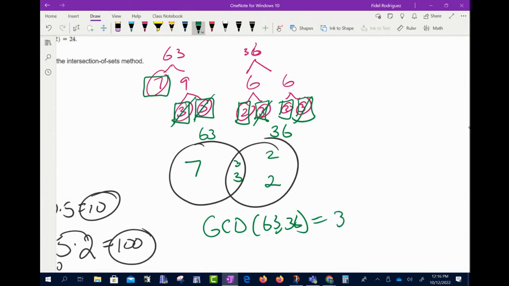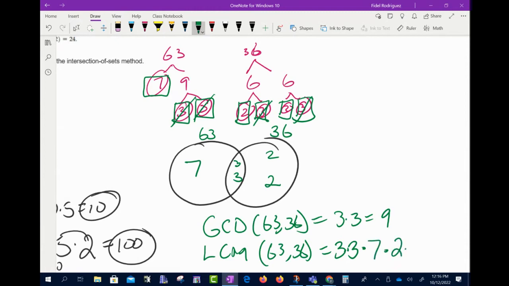in common, which is 3 and 3. That's going to give me 9, right? Now, if I want to find my least common multiple, we'll do the same thing. Between 63 and 36, we're going to take our numbers that we had in common, but we're also going to take the other numbers that we hadn't used. Well, we hadn't used the 7 and we hadn't used those 2 2s.